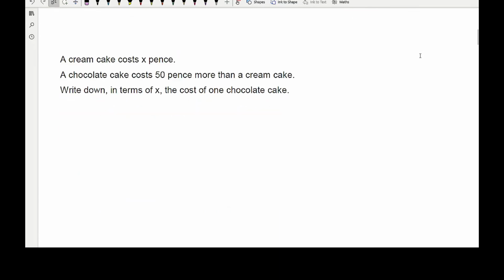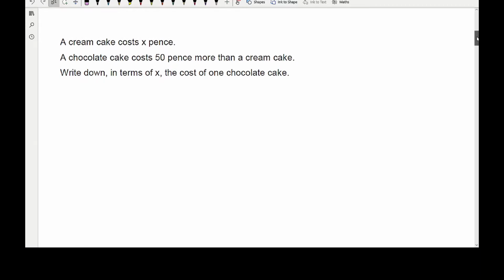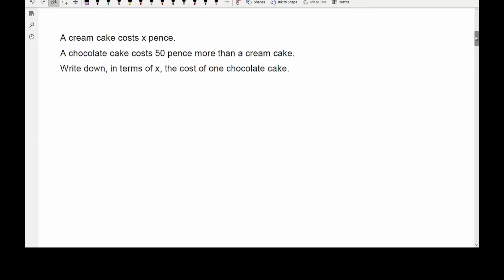So moving on to the next question, it says that a cream cake costs x pence. A chocolate cake costs 50 pence more than a cream cake. Write down in terms of x the cost of 1 chocolate cake. So again, it's important that we read the question carefully. A cream cake costs x pence and the chocolate cake costs 50 pence more.